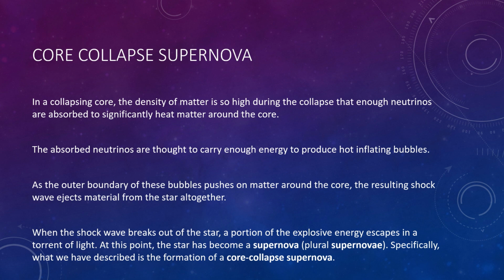When the shock wave breaks out of the star, portions of the explosive energy escape in a torrent of light. At this point, the star has become a supernova, or plural is supernovae. Specifically, what we have described is the formation of a core collapse supernova. Note that we give it a specific title, core collapse supernova, because there are other ways to produce them.